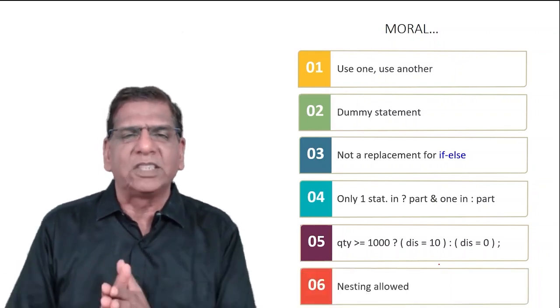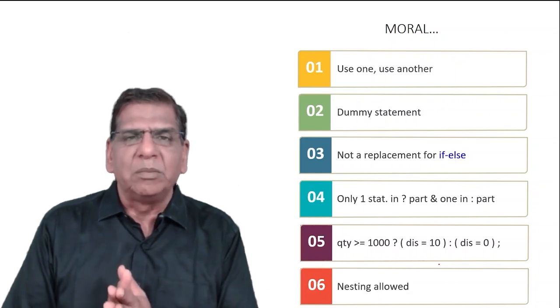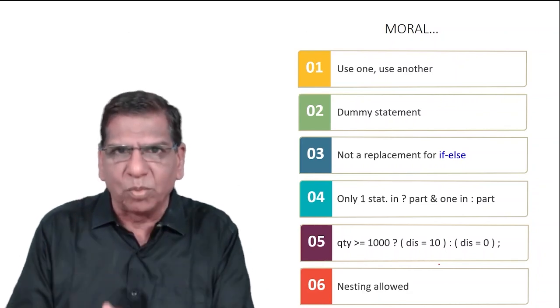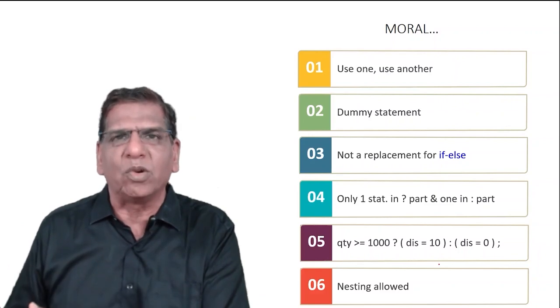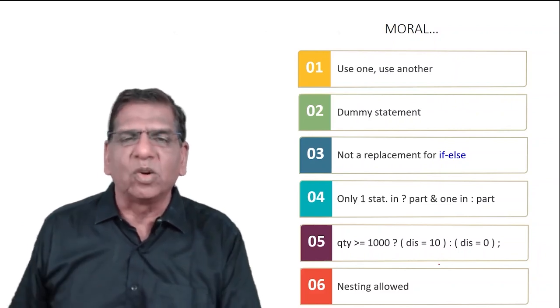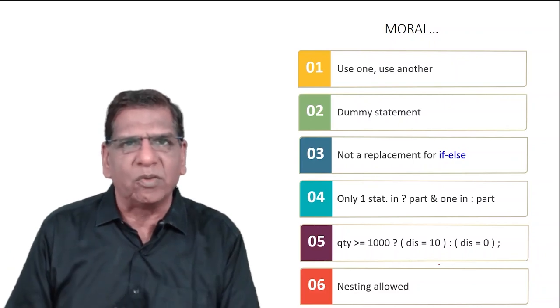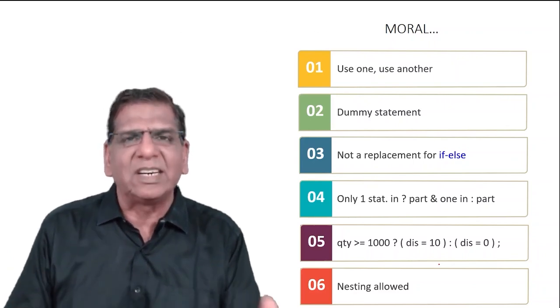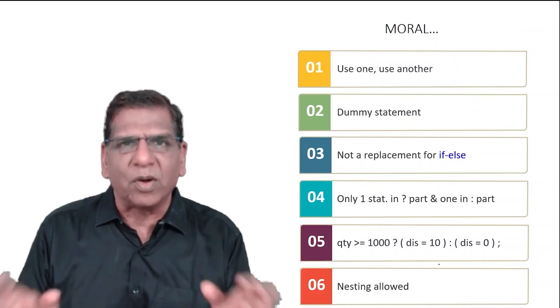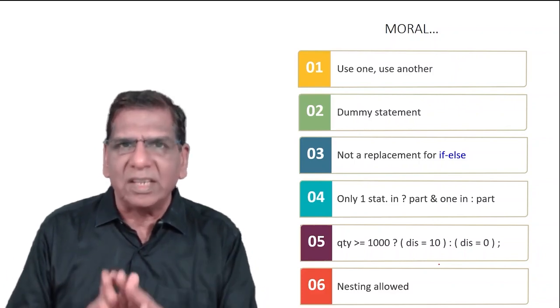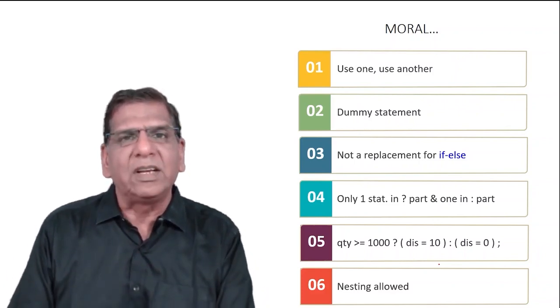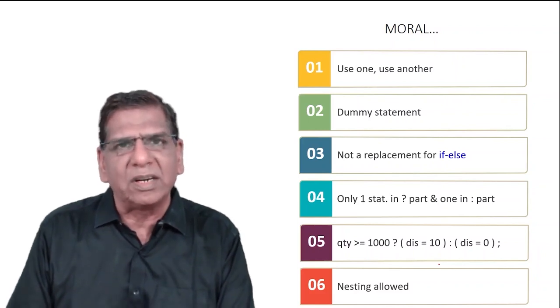Lastly, nesting of question mark colon can be allowed. Means within question mark part, you may have one more condition and a question mark colon for that. Similarly, in the colon part, you may have one more condition, again a question mark colon for it. That makes the statement complicated, but from the academic standpoint, is it permitted that we nest the conditional operators? Answer is yes, you are allowed to do that.